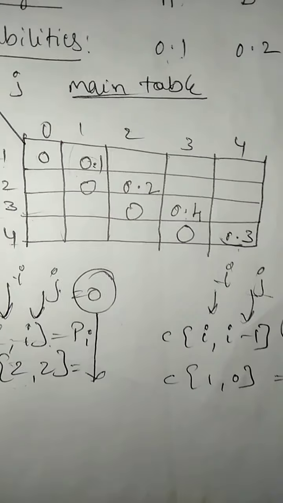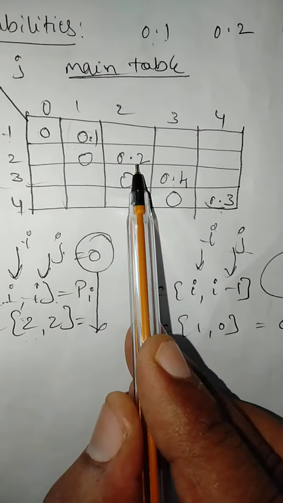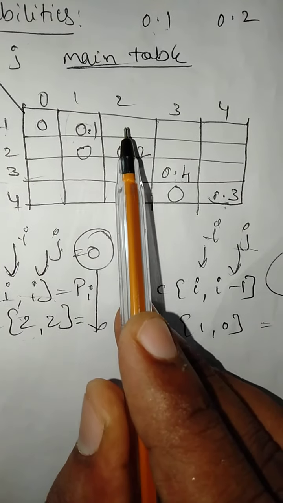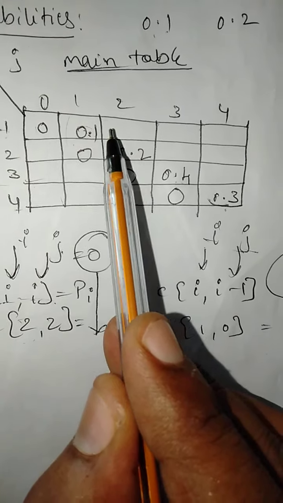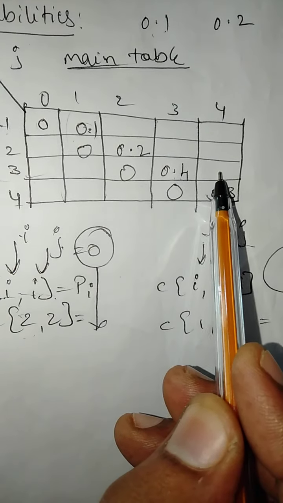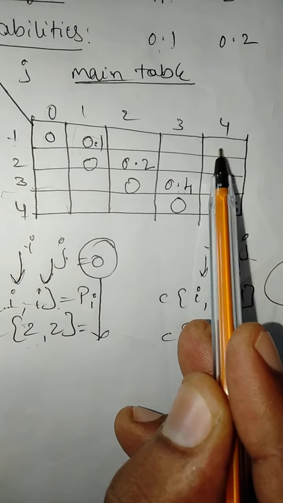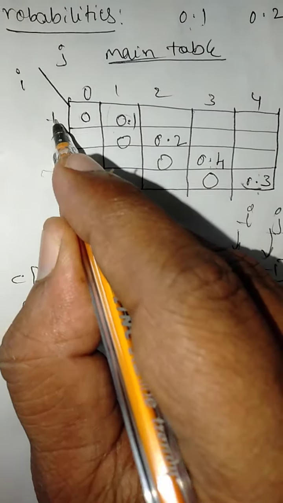Next, we filled up the elements diagonally, isn't it? Similarly, the remaining elements also you have to fill up diagonally. I mean, you have to fill up first this, next this, next this, and then you have to fill this, and then you have to fill this. All right. So this is i, this is j.